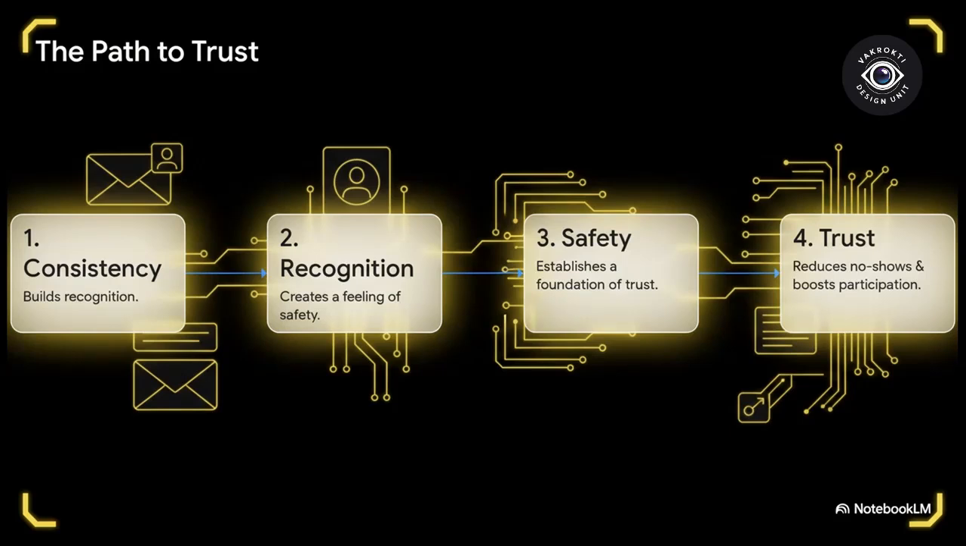It's a clear path. Consistency leads to recognition. That recognition makes people feel a sense of safety. And that feeling of safety is what ultimately builds real trust. When a participant gets an email and sees a familiar logo, a consistent design, and a real person's name, their brain runs through that exact sequence. So this isn't just about design, it's a direct strategy to get more people to show up and participate.